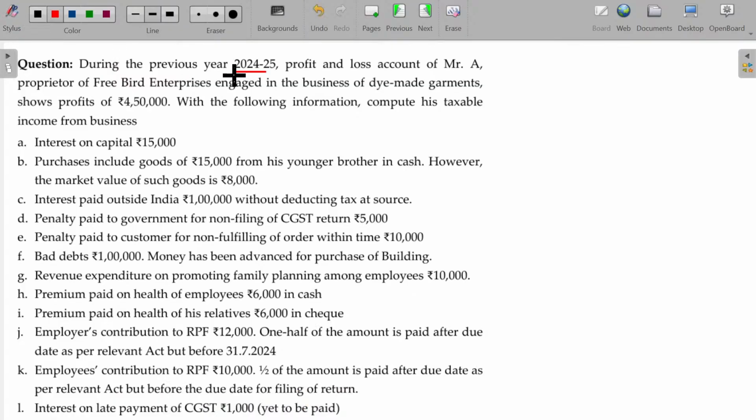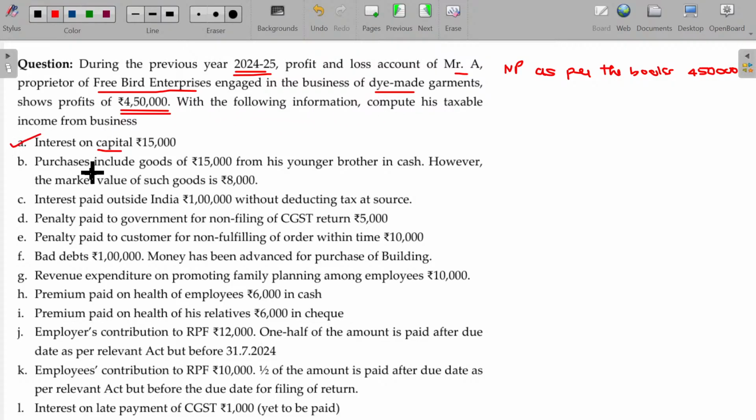So this is a case you have to understand. During the previous year 24-25, the profit and loss account of Mr. A, proprietor of Free Bird Enterprises, engaged in the business of readymade garments, shows a profit of rupees 4.5 lakhs, net profit as per the books. How much? 4.5 lakhs. With the following information, compute his taxable income from business.